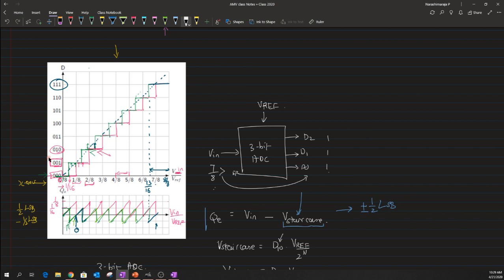When the input value is more than this 7 by 8, then those values are still being mapped onto the same data of 111. And due to which the quantization error grows, and this growth in the quantization error is reaching all the way to a value which is greater than this predefined value of plus half LSB. So that is what we are actually having at the very end of the staircase.